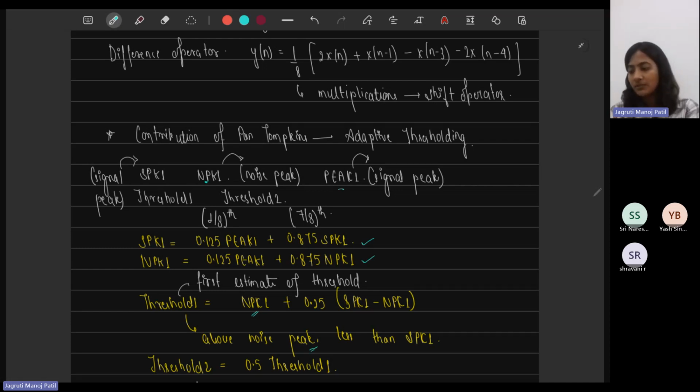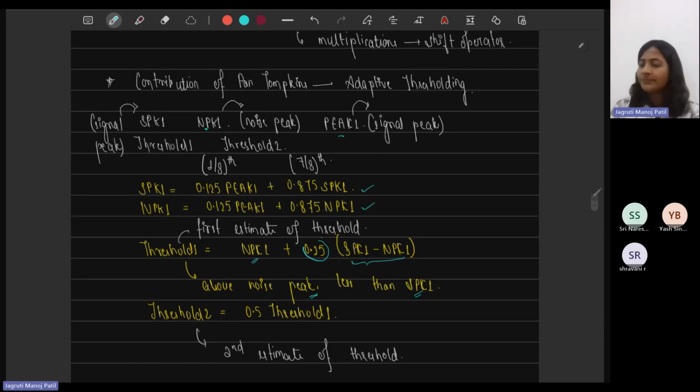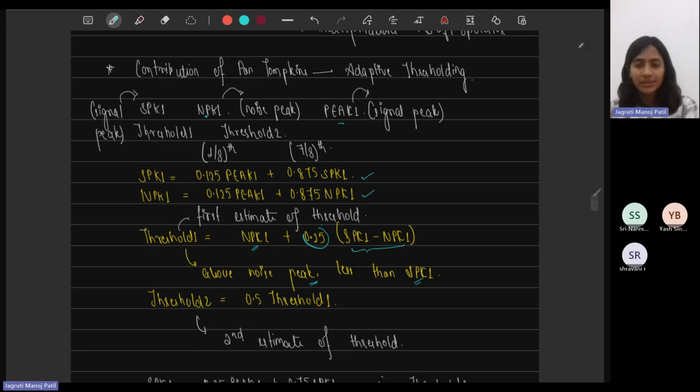So it is made above the noise floor, but less than the signal peak. So we took the difference here so that we are eliminating the noise, and then added a 0.25 empirical constant in front of it. Then threshold 2 was just half of threshold 1.